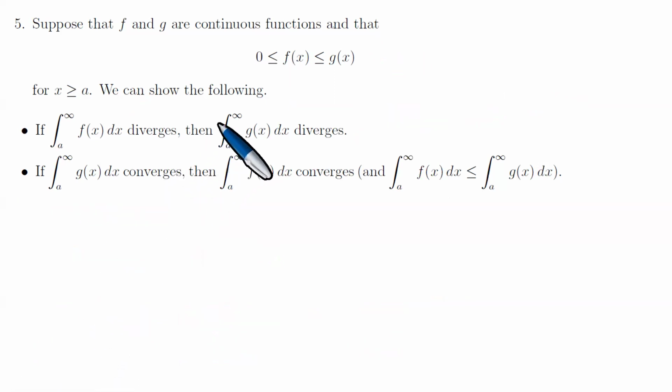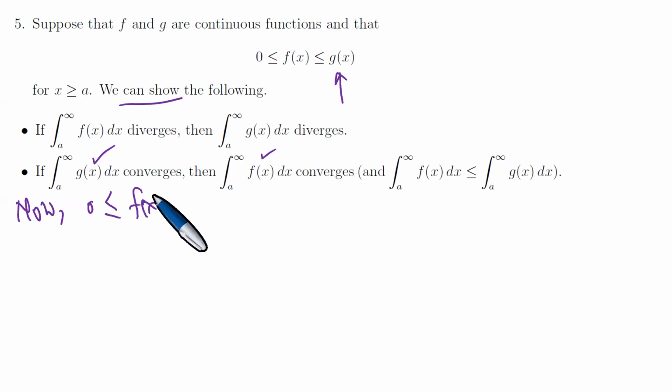Now let's look at the other case. If the g integral converges, then the f integral also converges. If the bigger one's integral converges, then the integral of the smaller one similarly converges. Let's look at the proof. We can show the following. 0 is less or equal to f, less or equal to g.